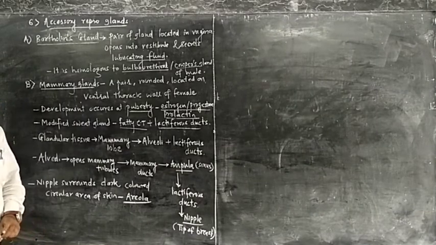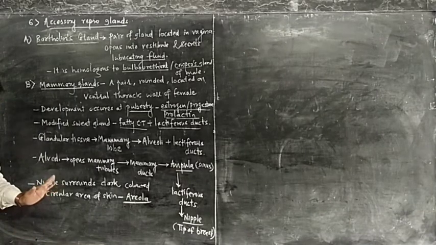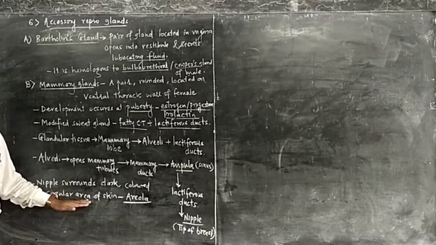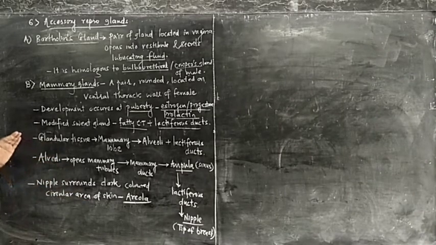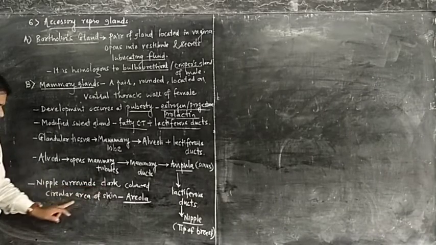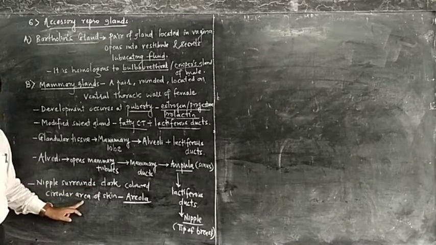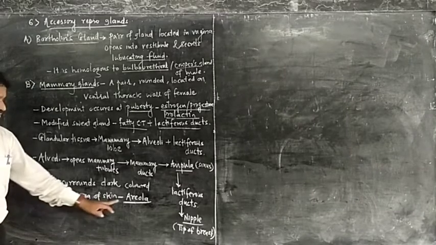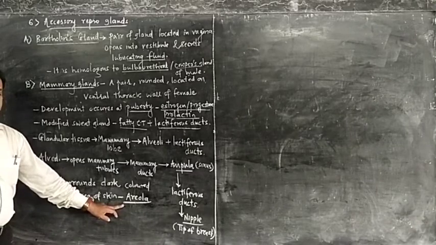Now see, the nipple shows a specific dark colored circular area at its base. It shows a dark colored circular area of the skin, and that dark colored area is called the areola.